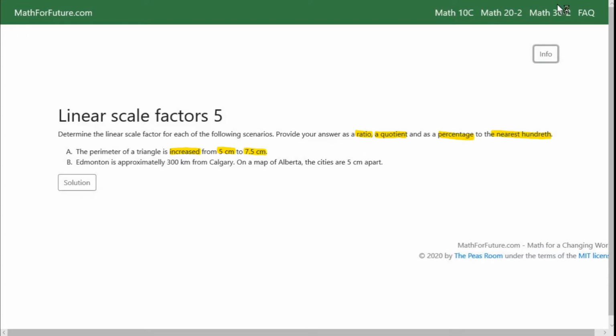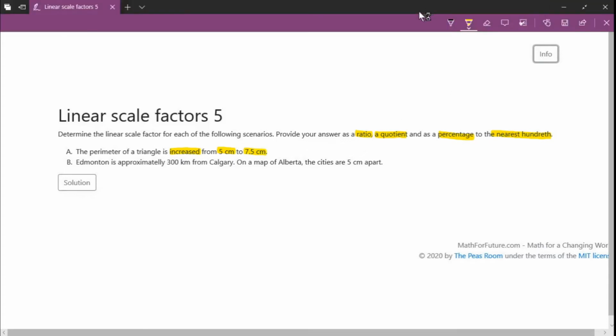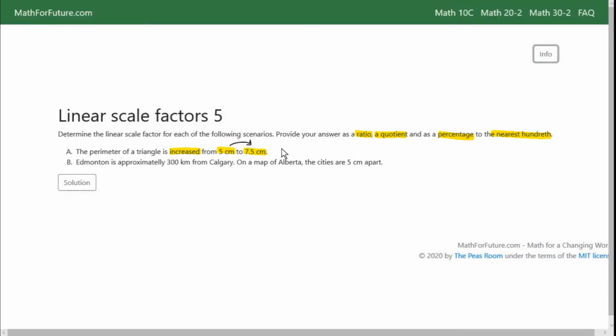So we're talking about an enlargement here, going from 5 to 7.5 centimeters. So it's an enlargement. And we know that for an enlargement, the linear scale factor will be larger than 1. We are going from 5 centimeters. So this is the old, or the original. We're going to call it old here. This is what we're starting with. And we're ending up with a perimeter of 7.5. This is the new.